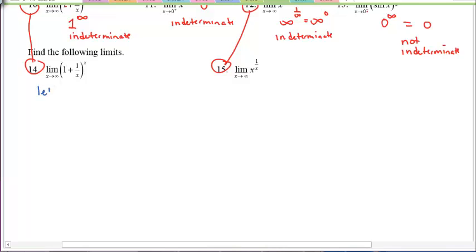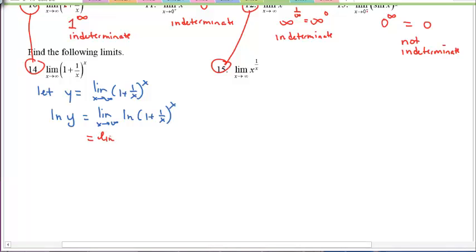I'd like you to let y be equal to that limit. And then whenever we want to bring down the exponents, you guessed it, let's take the natural log of that whole thing. And with natural log, this right-hand side just becomes x times natural log of 1 plus 1 over x.